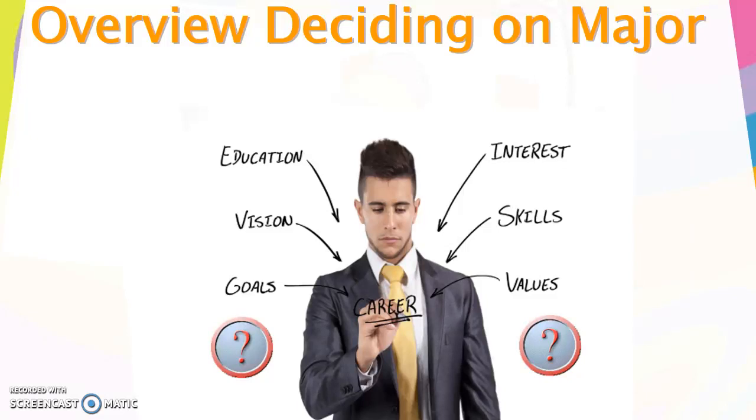Hello class, I'm going to take a moment to describe the values card sort assignment for you. First, I want to make sure that you understand part of why we're doing this values card sort. If we look back at the beginning weeks of class, we discussed various ways that lead to deciding on your major. You may remember this slide looks similar to this, which talked about education, vision, goals, interests, skills, and values.